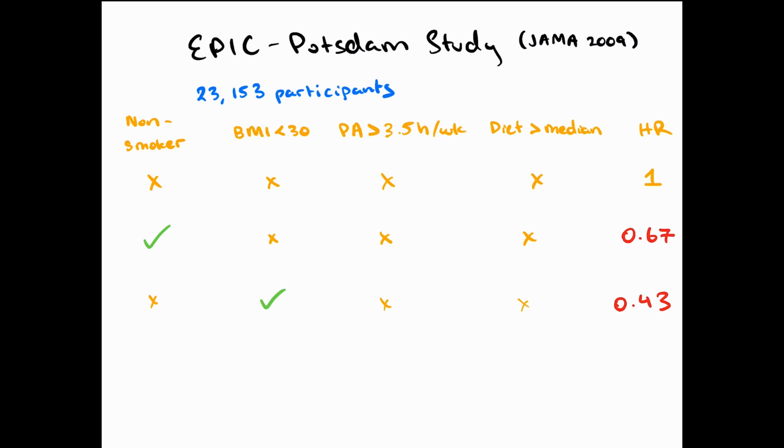Again, they went through all of the different combinations of these 4. Just to show you another example, for those who had greater than 3.5 hours of physical activity per week and a high-quality diet, but had a high BMI and were smokers, they had a reduction of their hazard ratio by 58%. For the participants that were able to follow all 4 of these healthy lifestyle characteristics, their hazard ratio was down to 0.23, which means that they were able to reduce their risk of chronic disease, namely cancer, diabetes, myocardial infarction, and stroke, by 78%.